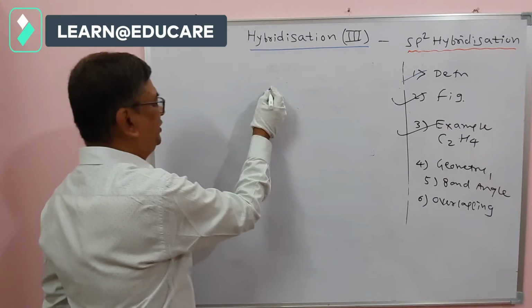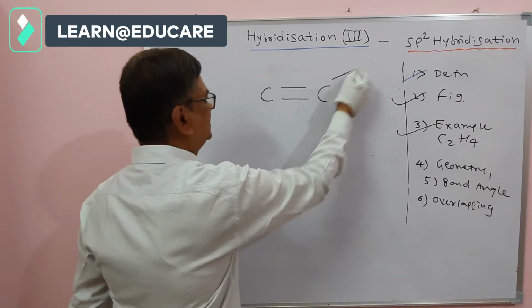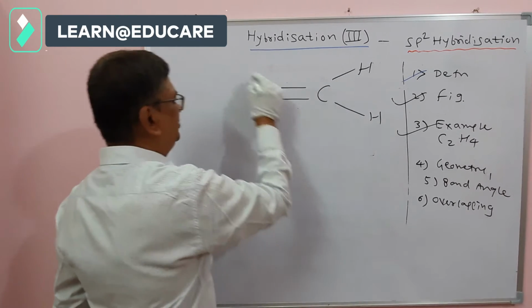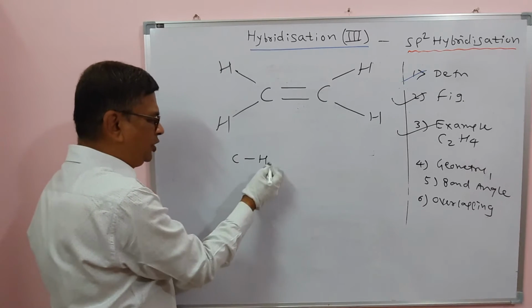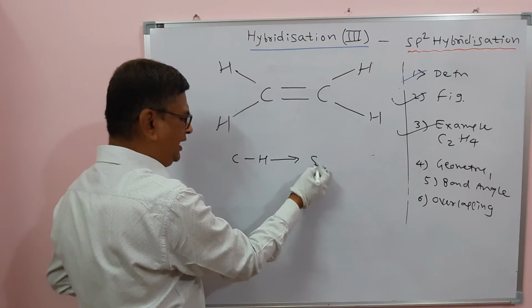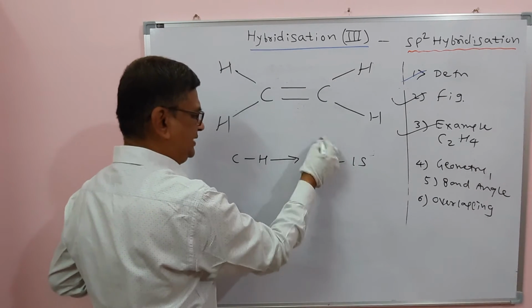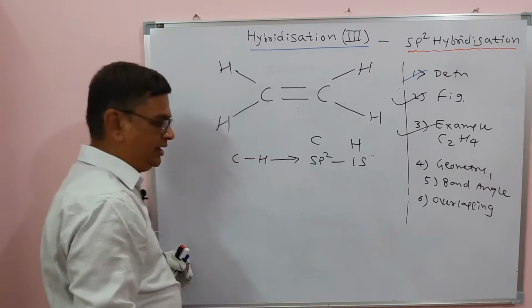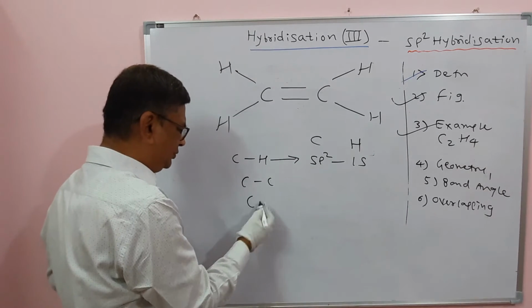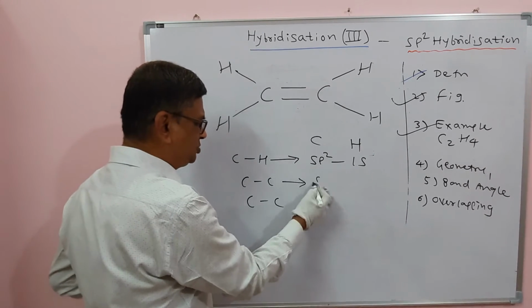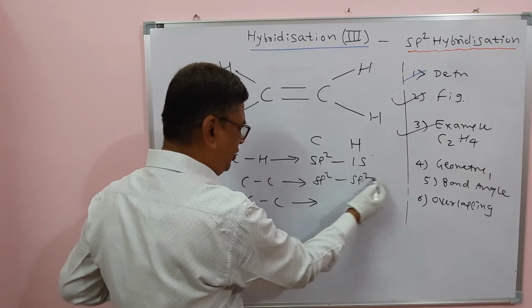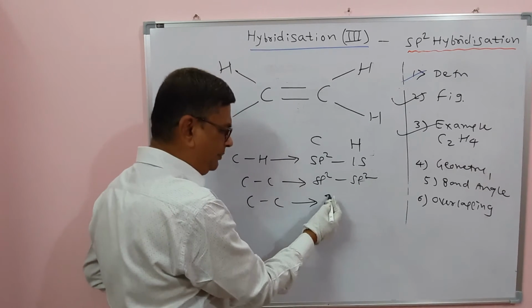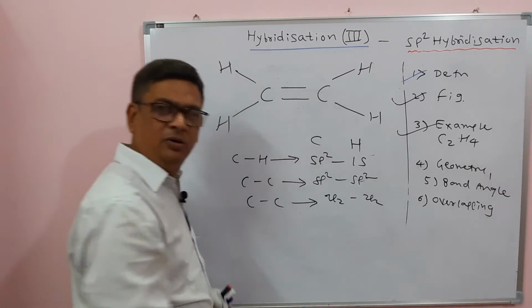Let us see how each bond is formed. You have a structure of this type. Each C-H bond is formed by sp2-1s overlapping, that is, sp2 of carbon with 1s of hydrogen. And between the carbons there are two bonds. One bond is formed by sp2-sp2 overlapping, while the other bond is formed by overlapping of the unhybridized 2pz orbitals.